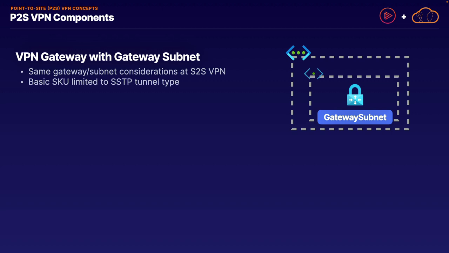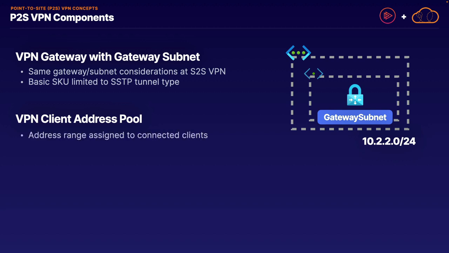Moving on now into the new components compared to site-to-site, we have the VPN client address pool. This is an address range that is set aside, which will be assigned to our connected clients once they connect over point-to-site VPN. And in our example off to the right, we have an example range of 10.2.2.0/24, which means that if our mobile device or laptop connects to Azure VPN over point-to-site, it will be given a private IP address from that pool.